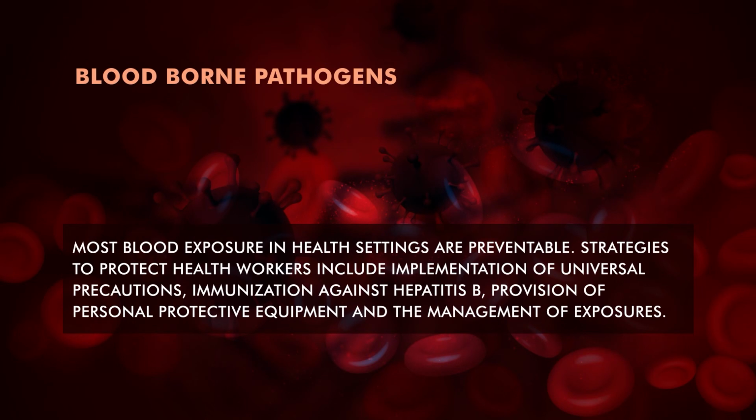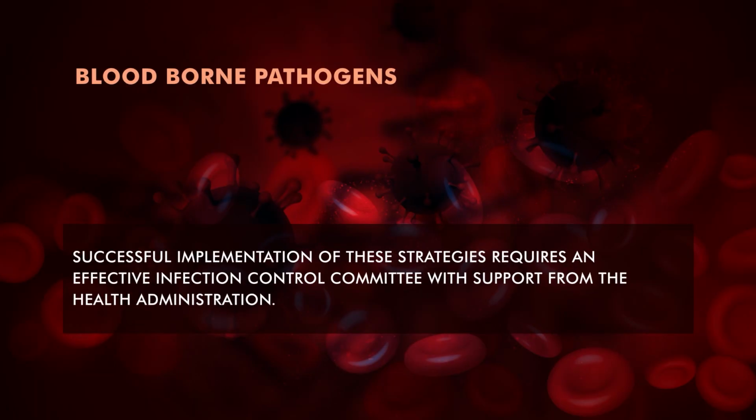Now most of the blood exposure in the health setting can be preventable. How? The strategies to protect the health workers include implementation of the universal precautions. As I told you, they are the frontline workers, so they need to be immunized and vaccinated on priority, first based, against the hepatitis B virus and even the emerging infections like the coronavirus. Then there should be provision for giving them personal protective equipment, and also management of these exposures has to be done properly. Successful implementation of these strategies requires an effective infection control committee with support from the health administration.